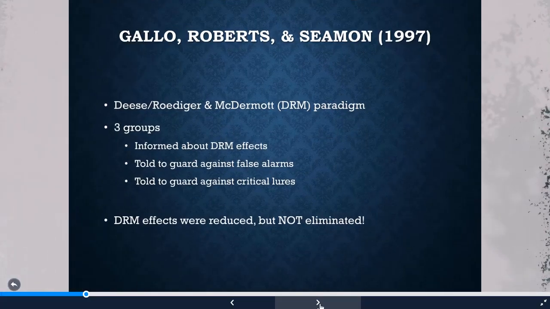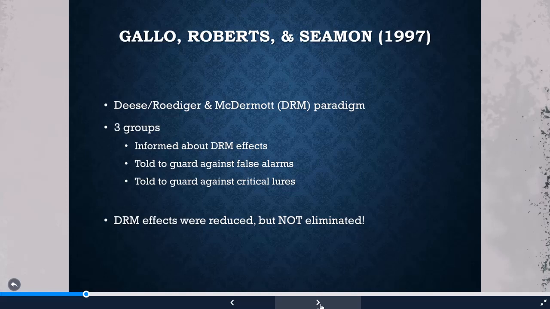Gallo, Roberts, and Seamon basically did this Deese-Roediger-McDermott paradigm, called the DRM paradigm for short. They had 3 groups. One group was informed about the Deese-Roediger-McDermott effects, a pretty specific instruction. Another was just told more generally to guard against false alarms, like be careful about identifying new words as old, to encourage people to be pretty conservative. And another one was told to guard against critical lures, like there are specific words that are highly related to these lists. Make sure you don't identify them as old.